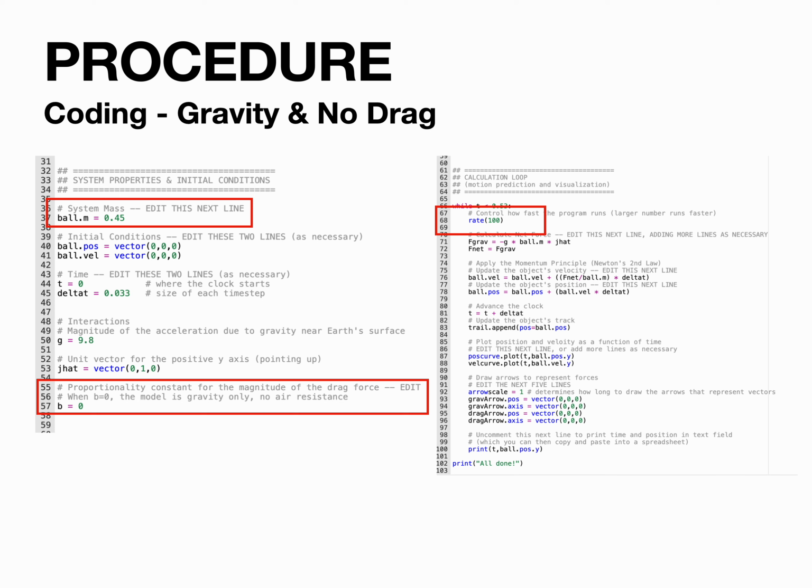So the ball mass, well, in this case, cloth mass was 0.45, and the proportionality constant in this case is 0 because we are not taking into account the drag force. So that is not necessary in this case, just the force of gravity.